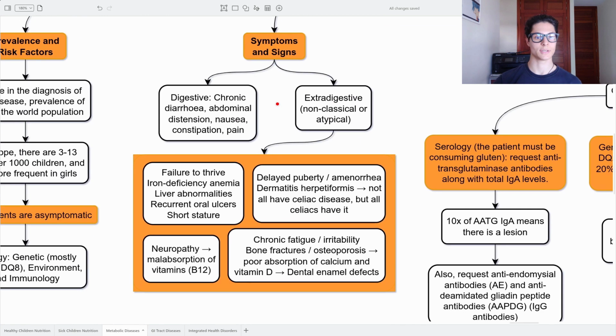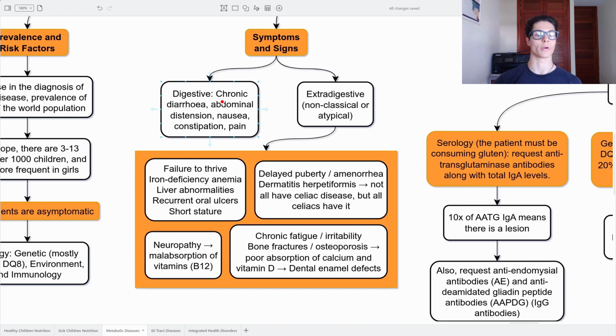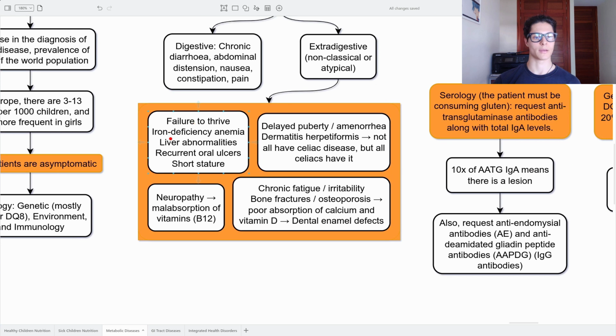Symptoms and signs. The digestive symptoms and signs are chronic diarrhea, abdominal distension, nausea, constipation, and general pain. Extradigestive, non-classical or atypical, include the failure to thrive, iron deficiency anemia, liver abnormalities, recurrent oral ulcers, and short stature. Delayed puberty, amenorrhea, dermatitis herpetiformis.